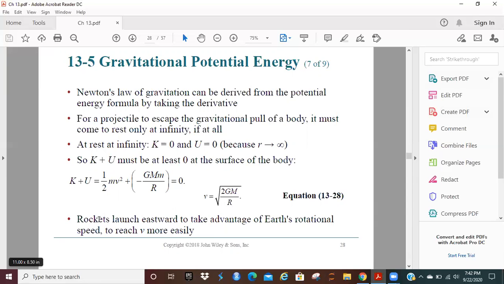So with rockets, if you've ever wondered why most of our rocket launches take place in Florida, we like to launch eastward. That's a safe place to do it, hardly anybody out there in the ocean. And we also take advantage of the Earth's rotational speed. In other words, it's going to give you a little bit of a push. So that's why the rocket facility is where it is.